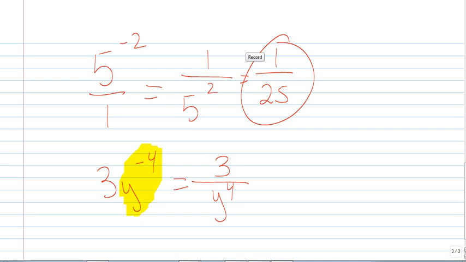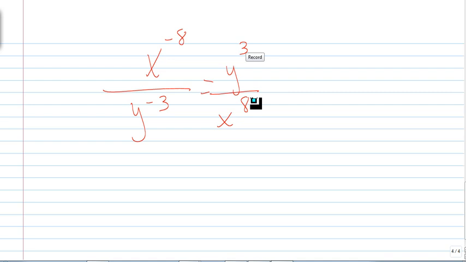Okay, let's try another one that's more in depth. Let's say that I have x to the negative 8 over y to the negative 3. Now here I have negative exponents on the top and the bottom. So what's going to happen? They're going to move. All right, so your y to the third power will go up top, and remember, when you move them, they become a positive exponent. So on top, I'm going to have y to the third, and on the bottom, I'm going to have x to the 8. Remember, you only can move the negative exponents. Let's try one more.